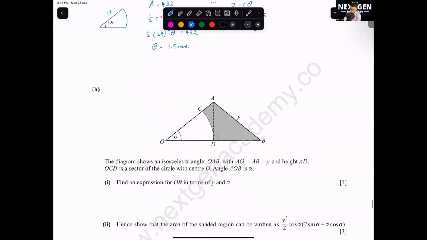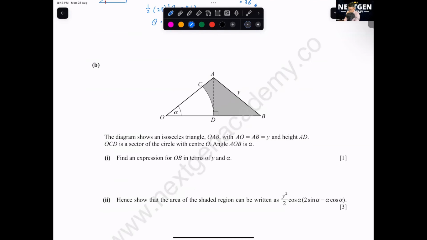Question B. The diagram shows an isosceles triangle OAB with AO equals to AB equals to Y and height AD. OCD is a sector, then angle AOB is alpha. Find an expression of OB. Okay, what is OB? So we know that both here and here is Y. Isosceles triangle means here is also alpha.